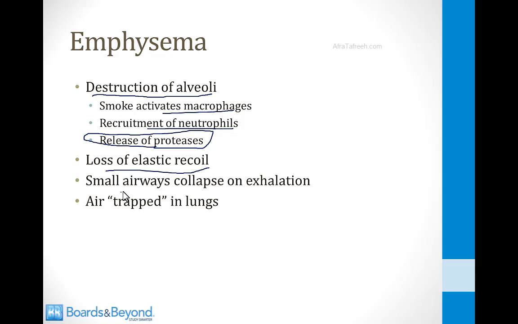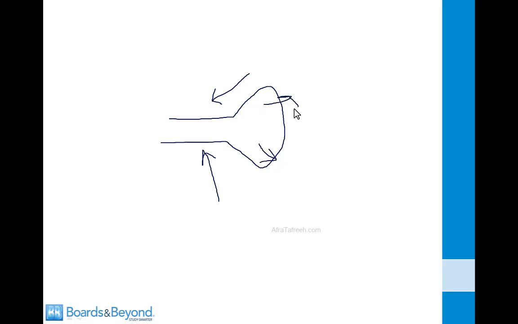This is going to cause the small airways to collapse when you exhale and air to get trapped in the lungs. This is easier to understand with a picture, so let's draw a little bronchus and then an alveoli here. So when you exhale, there are forces pushing down on this bronchus, but it remains open because there is some elastic recoil of the alveoli here. When the alveoli get destroyed in emphysema, you lose that elastic recoil. As a result, when you exhale, the bronchus is going to collapse and you're going to get air left behind and trapped inside here. And this leads to the physiology of obstructive lung disease.